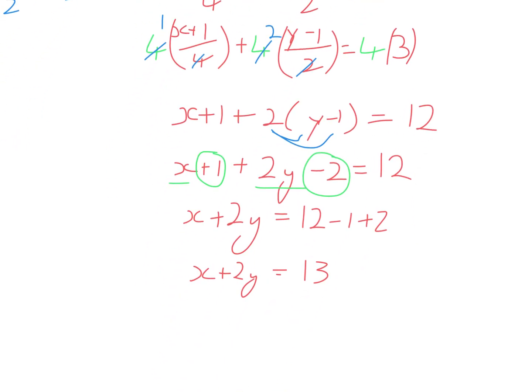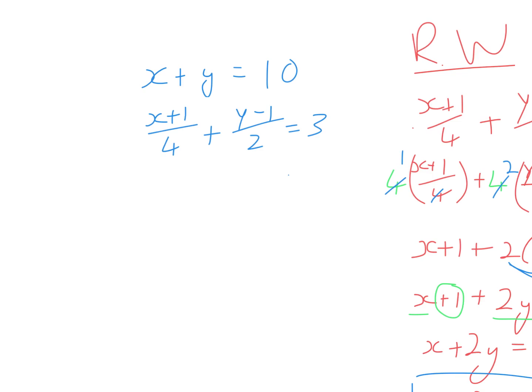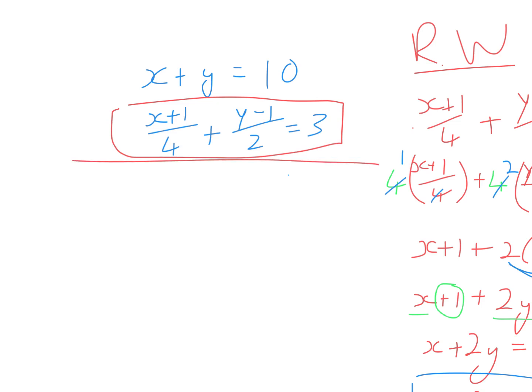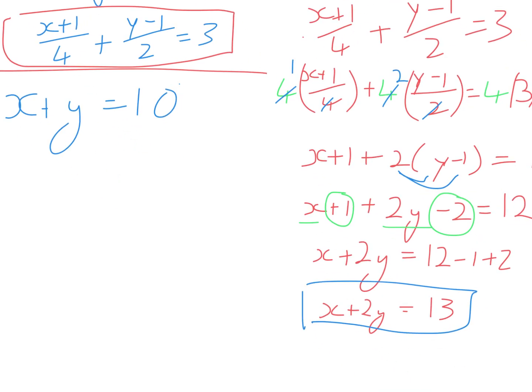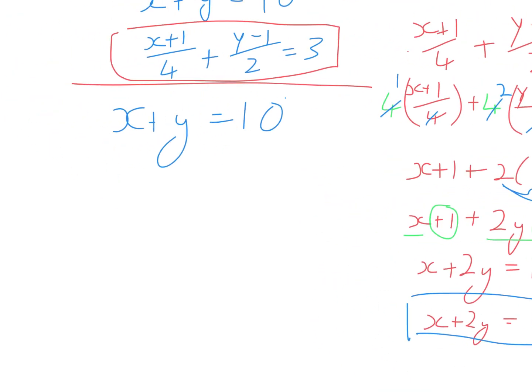So if we want to go back now and do the part we are familiar with, we're going to take this equation, x plus 2y is equal to 13, and we're going to use it in conjunction with this equation here, x plus y is equal to 10. So the second equation, we're just going to replace it with the much simpler version. So first equation says the same, x plus y is equal to 10. The second equation, we're going to write in its simplest form, x plus 2y is equal to 13.